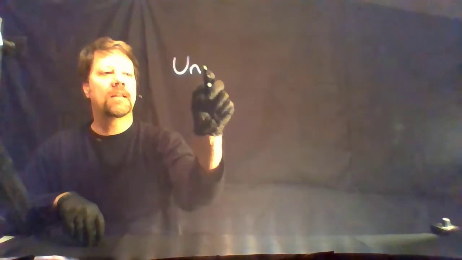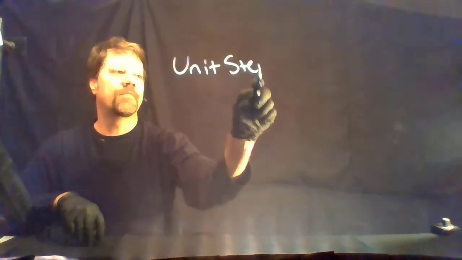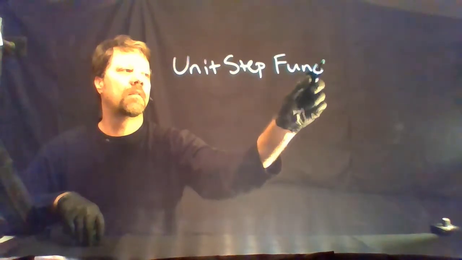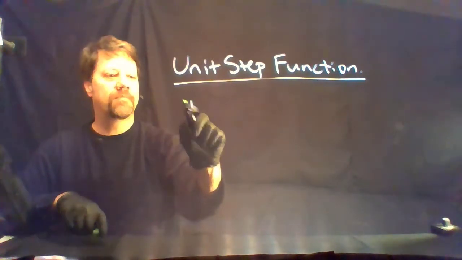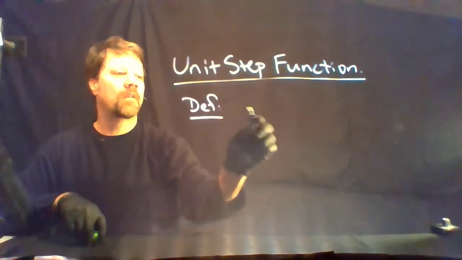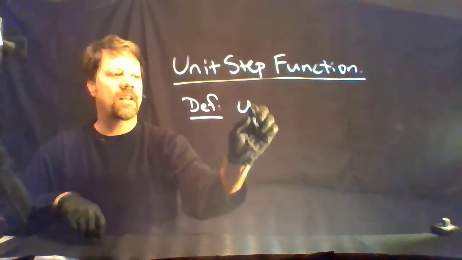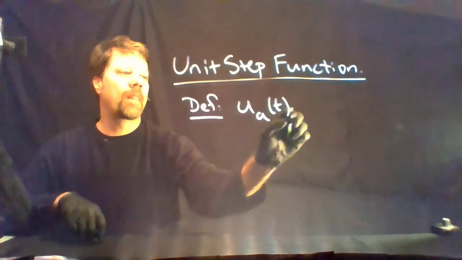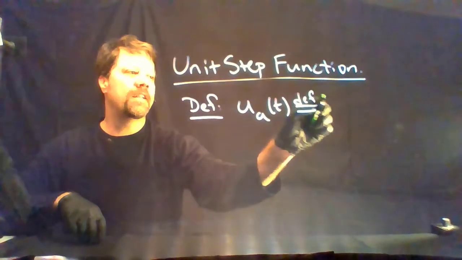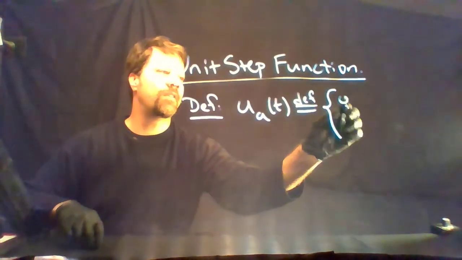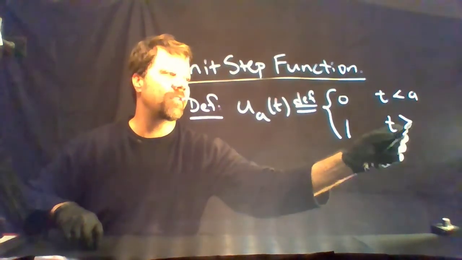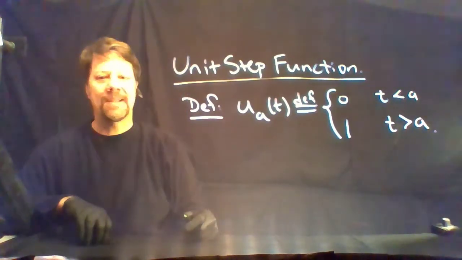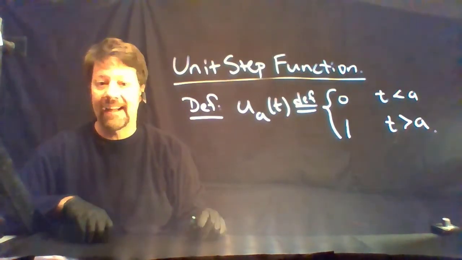I'd like to build up the reason that we're doing this now. And in particular, I'd like to talk about the unit step function. The unit step function is denoted by, we'll say, u_a of t, and is defined by: it is 0 for t values less than a, and 1 for t values greater than a. What happens at a, we don't particularly care.